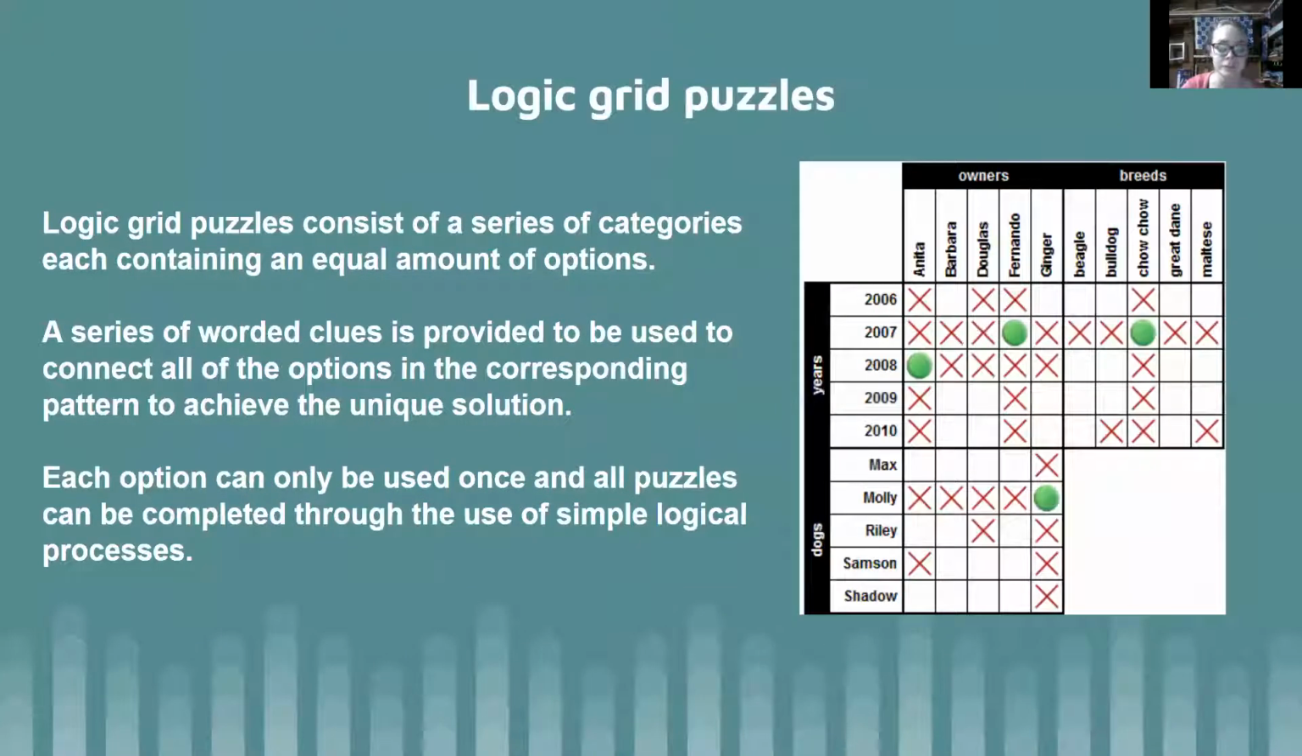Now we will cover a few of the main types of logic puzzles, beginning with logic grid puzzles. This type of puzzle consists of a series of categories, each containing an equal amount of options. A series of worded clues is provided to be used to connect all of the options in the corresponding pattern to achieve the unique solution. Each option can only be used once, and all puzzles can be completed through the use of simple logical processes.